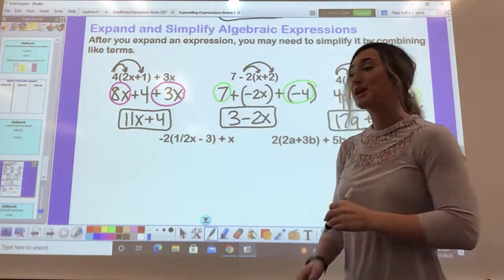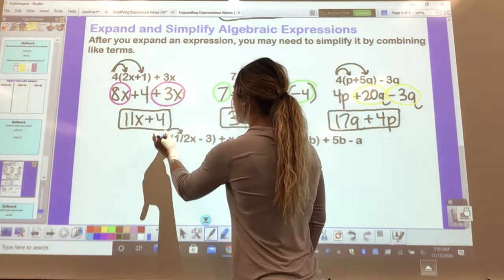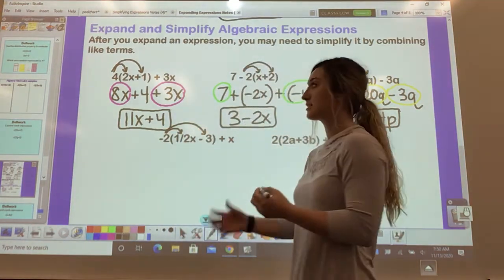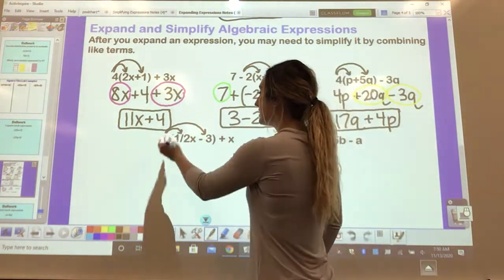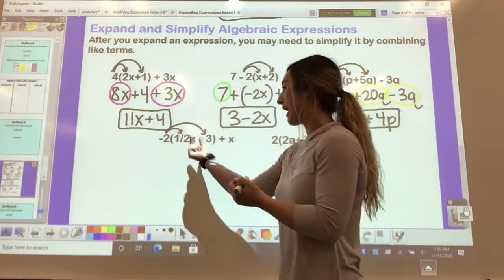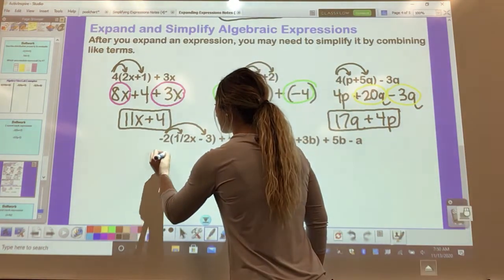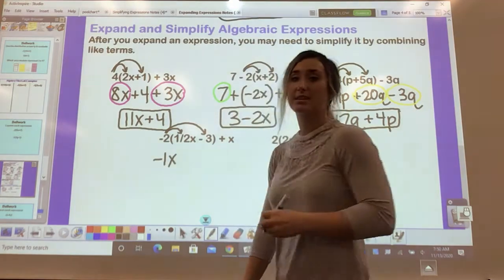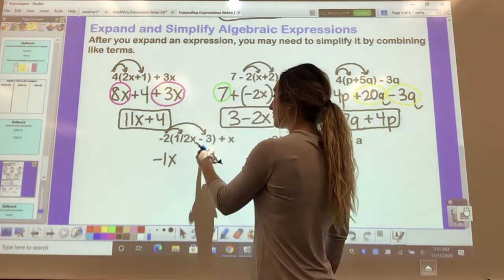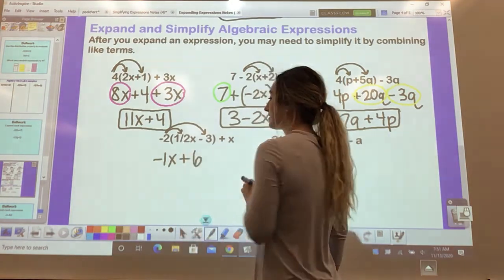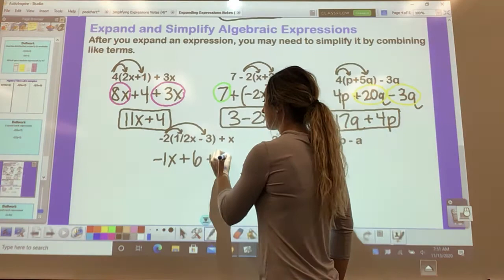All right, 2 more. Negative 2, we're going to just start by distributing that in because multiplication, again, comes before any addition. Negative 2 times a half, or half of 2, is 1. So that would be negative 1x, or you could just represent that as negative x. Negative 2 times negative 3 is positive 6. And then just carry down this plus x.